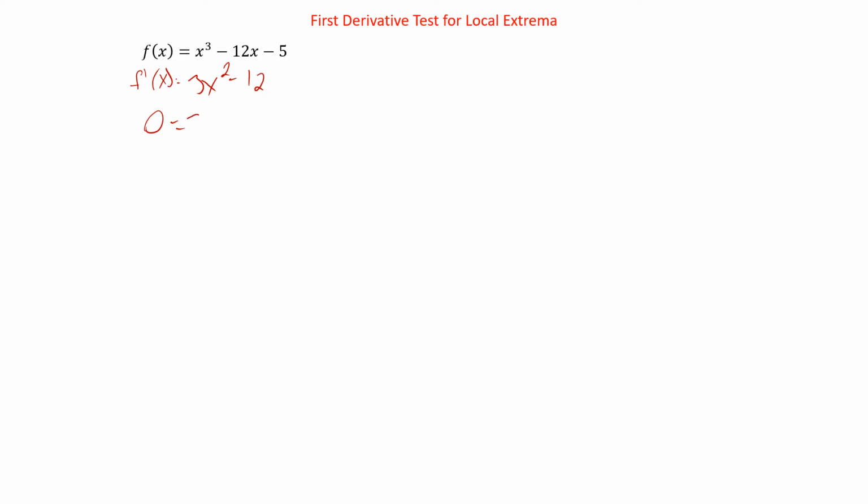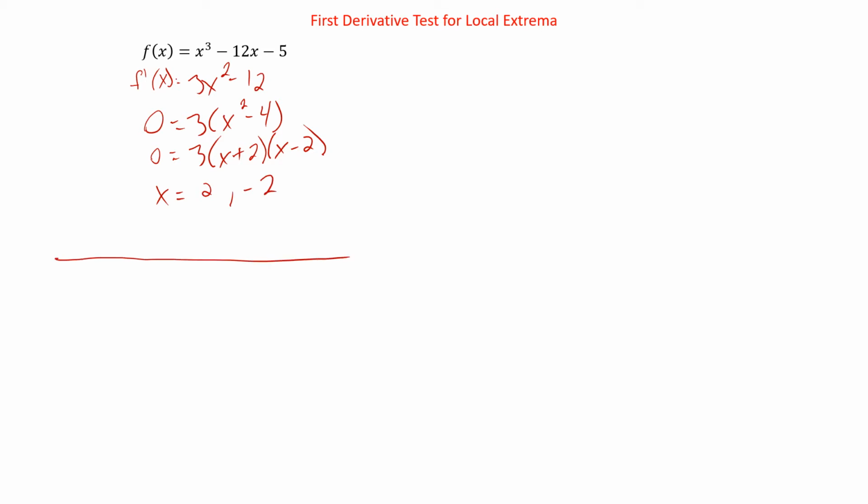So we can factor out a 3. Now we get x squared minus 4, which means we could have 3 times (x plus 2)(x minus 2), and so x could equal 2 or negative 2. So we'd make our sign chart. We have negative 2, we have 2. Our derivative is 0 at those places.